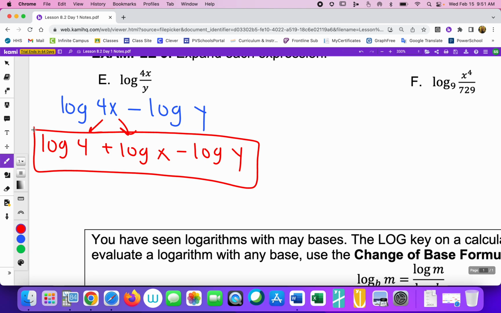Questions on that one? Now, if I were to put this back, just as a side note, I would just go left to right. These two are adding, put them back into multiplying, then put it back into a fraction. So if you were to condense this back down, just go left to right in sections.